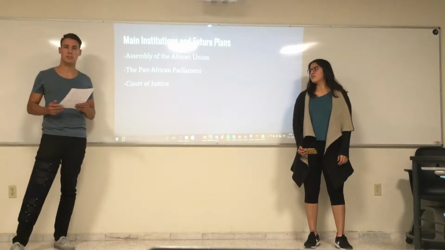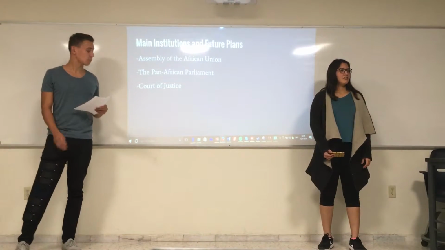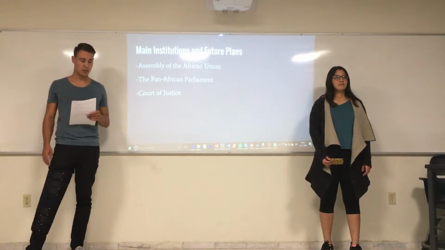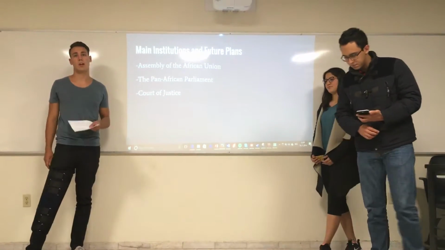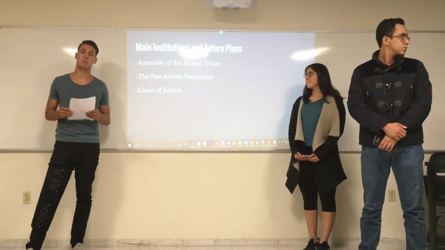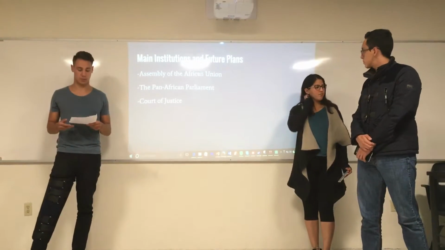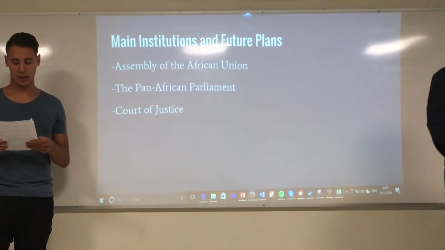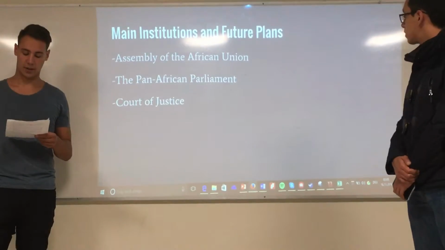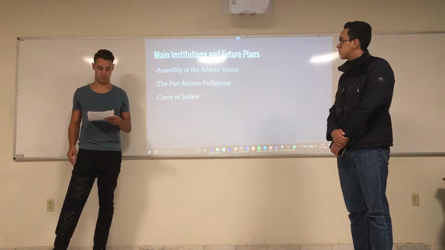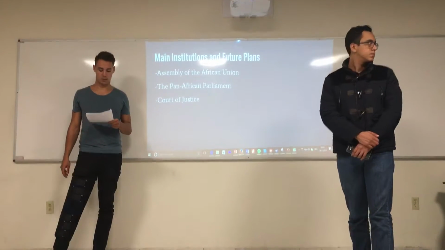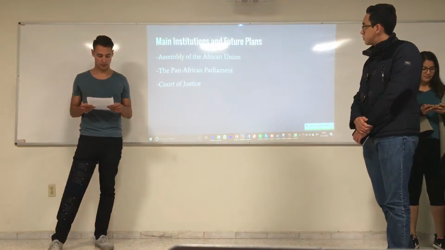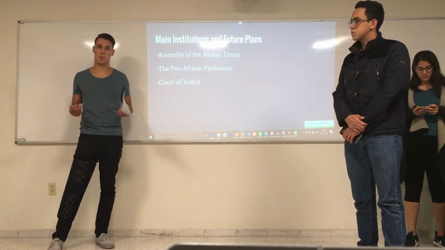The main institutions and future plans. The most important institution is the Assembly of the African Union, which is currently the supreme governing body of the African Union. It is composed of the heads of state from all the African Union states. The Pan-African Parliament is becoming the highest legislative body of the African Union. It's composed of 265 elected representatives from all the states, intended to provide popular and civil society participation in the process of democratic governance. The third one is the Court of Justice. The Constitutive Act provides for a Court of Justice to rule on disputes over interpretation of the AU treaties. Those are the 3 most important institutions, but there are many more.